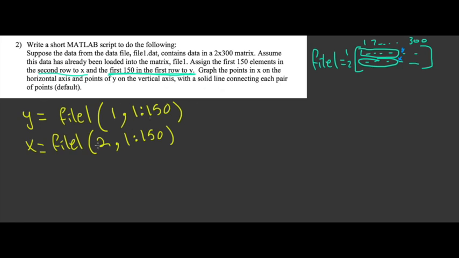And then we're just going to plot it. So it does say graph right about here. So graph the points in x on the horizontal axis like we normally would, and y on the vertical axis, a solid line connecting each pair. And it's the default, so you don't have to. So when we write plot x, y, we could finish it off like that, and I'll do a solid line.